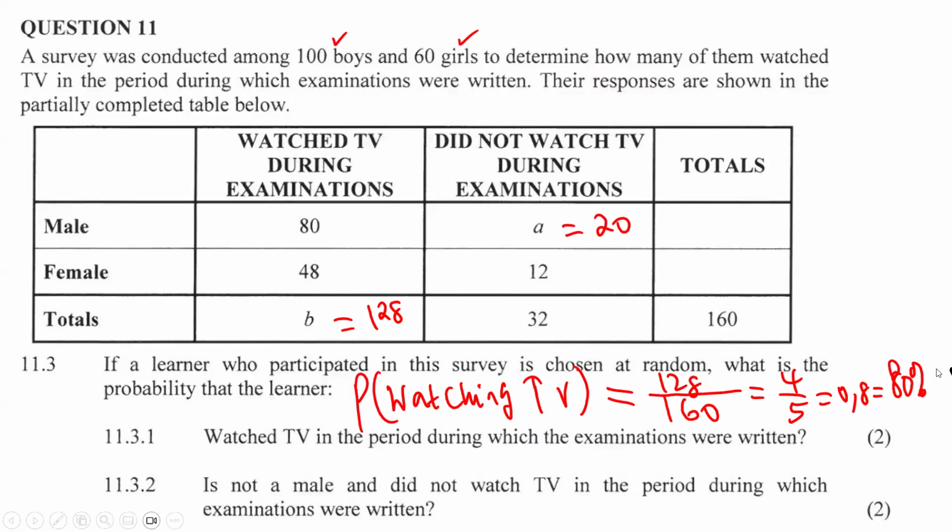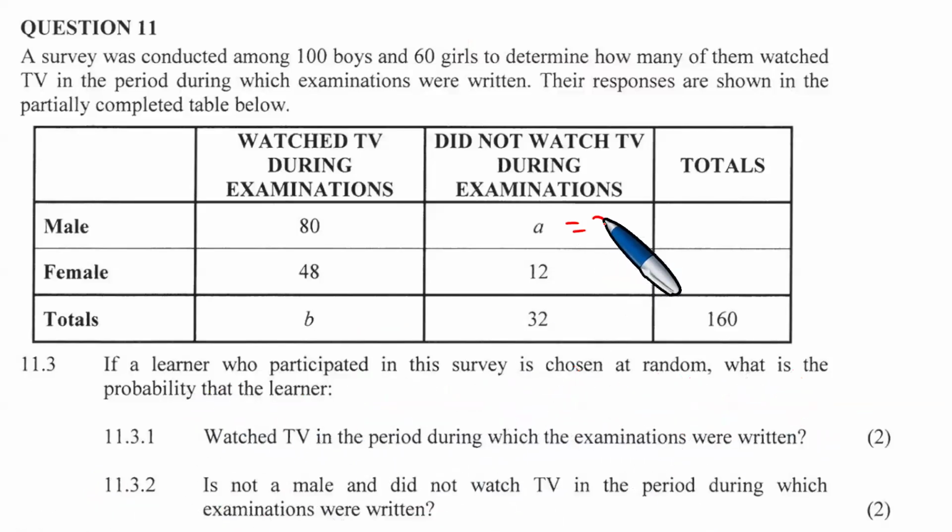Very well done. Okay, this is our last question. I can see that we are beyond the time, but I'm just finishing this question. So we continue to do the next question, which is 11.3.2. If a learner who participated in this survey is chosen at random, we are still looking at the fact that our A is 20 and our B is 128.